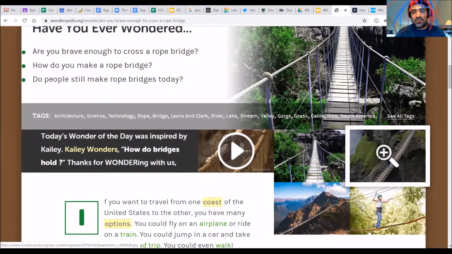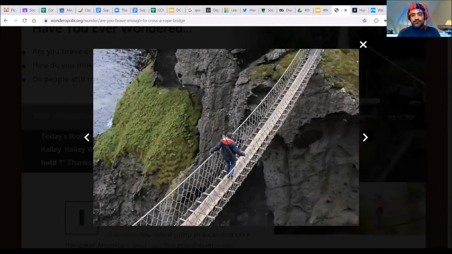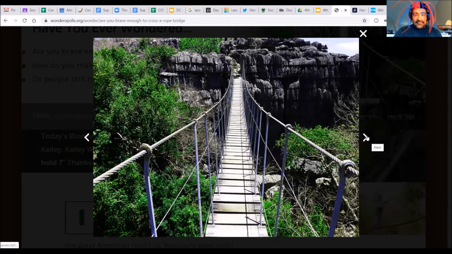Here's some more pictures of some rope bridges. Now, I'm wondering, what is your perspective? What do you think about this? Would you cross one of these bridges? Would you be brave enough? This one, I don't know. I don't know if it can hold me.